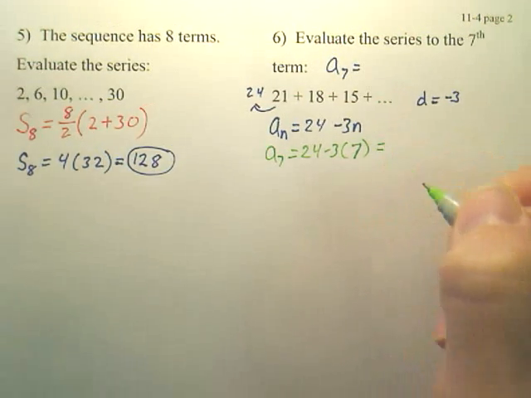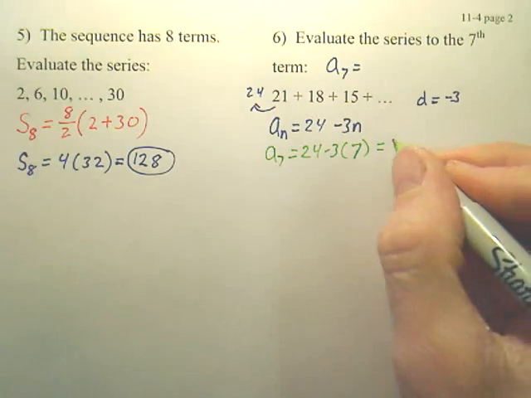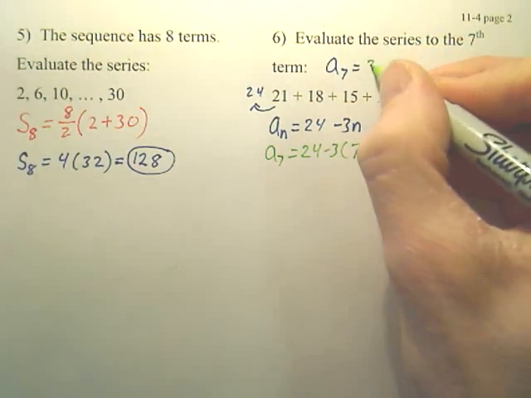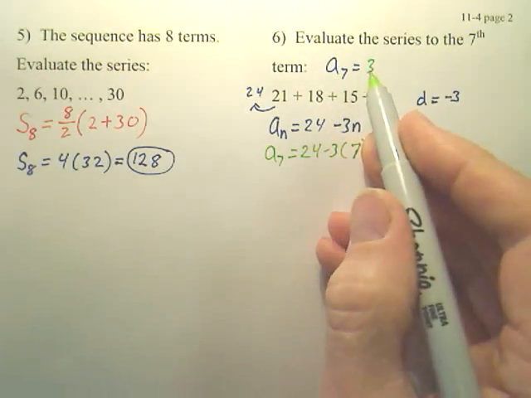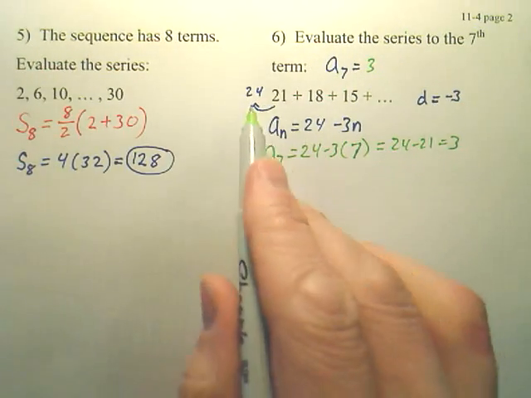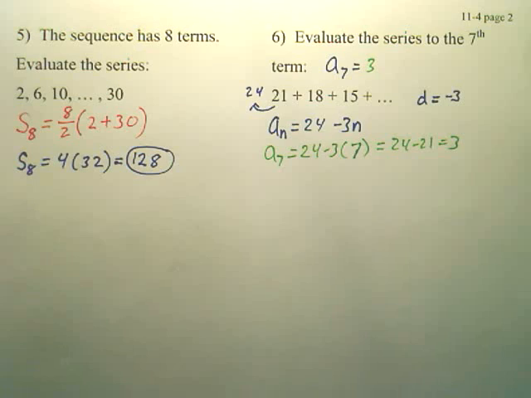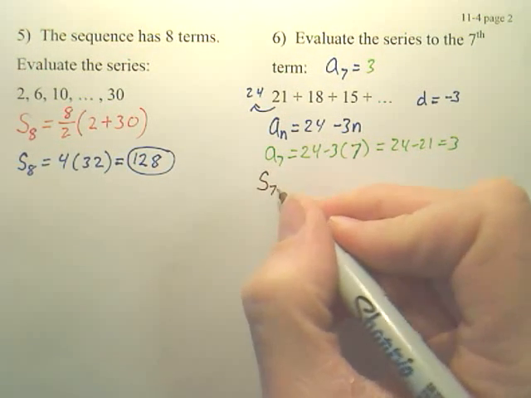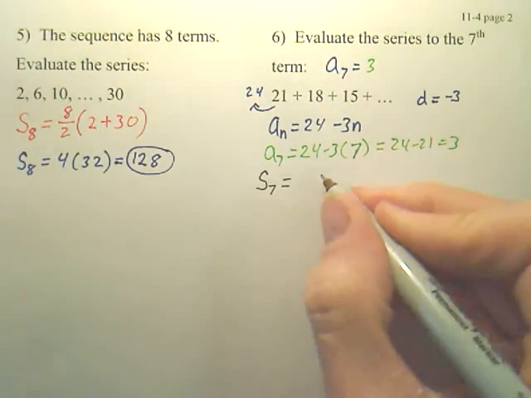And what do you get? 24 minus 21, which is 3. So isn't the 7th term 3? If we kept the pattern going, the 7th term is 3. So how do we sum the first 7 terms?